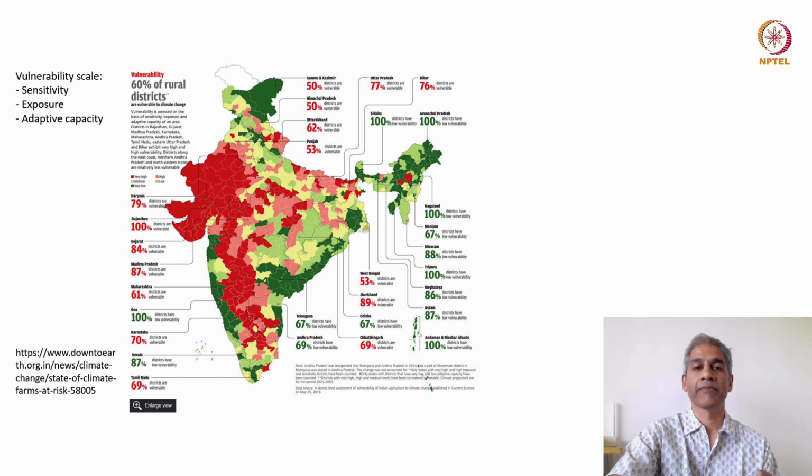And so as you can see, parts of Rajasthan, Gujarat, large parts of Maharashtra and Karnataka, districts in there are at extreme risk to climate change, whereas certain coastal areas are less vulnerable to climate change.